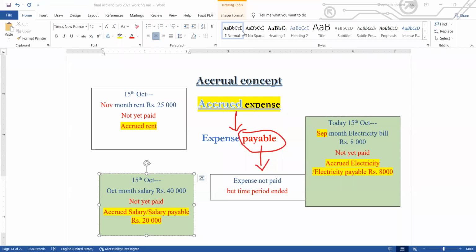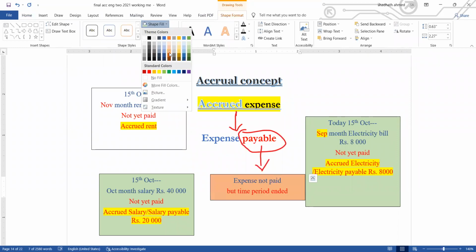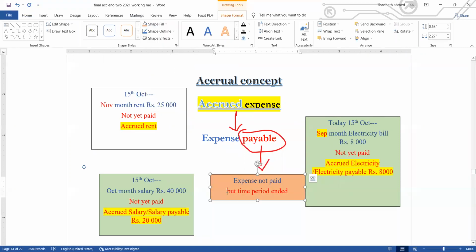So the thing is, maybe not yet paid, but time period not yet ended. The two conditions for expense payable or accrued expense are: one, expense not paid; number two, time period ended.